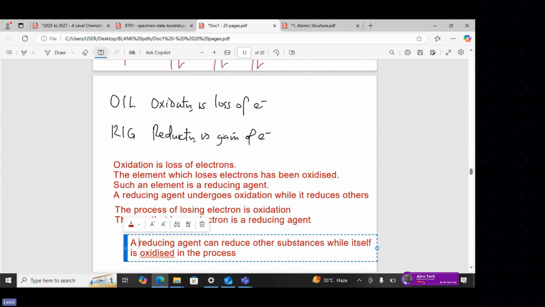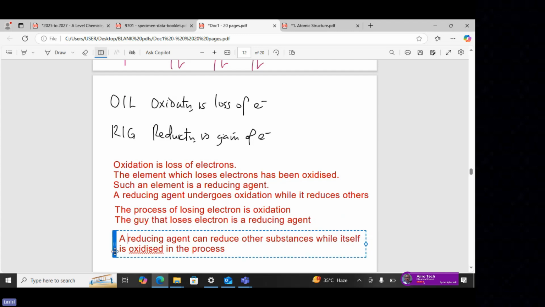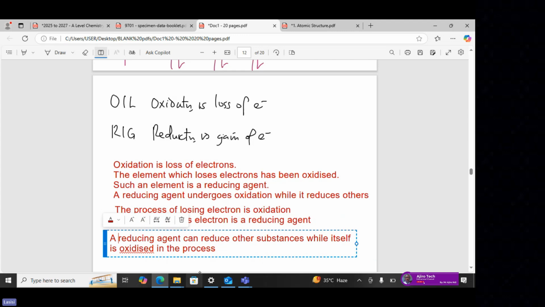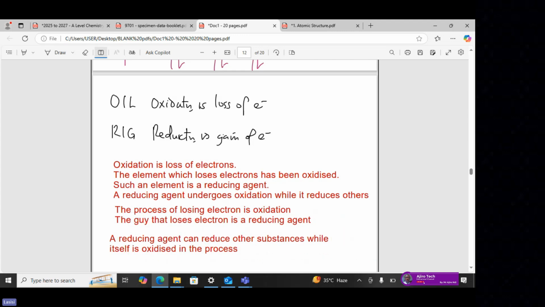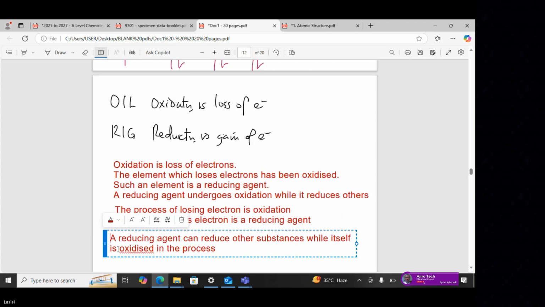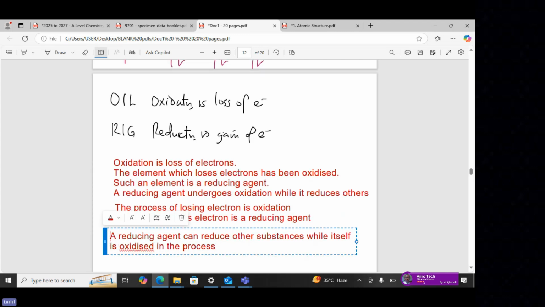A reducing agent can reduce other substances while itself is oxidized in the process. These are all the things I need to say. Is that okay? The opposite also is true for the other one. Does that make any sense? If you say somebody undergoes oxidation, that guy is a reducing agent. That's why he can undergo oxidation. Is that okay? Does that make any sense? Yes. Good. We go over this until it sinks into your mind.